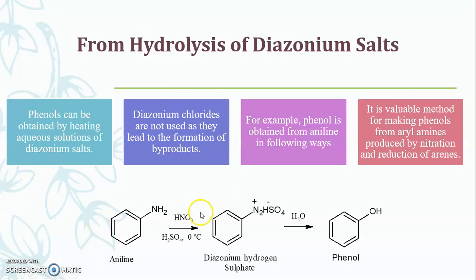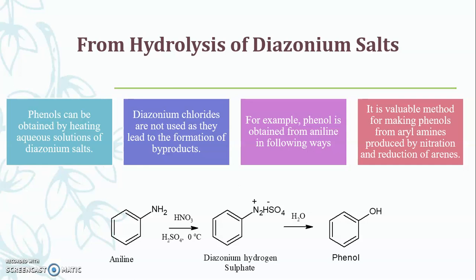How are these aryl amines prepared? First we get arenes. Arenes means benzene. If we carry out the nitration of benzene, we will get nitrobenzene, and further this nitro group can be easily reduced to the amino functional group, which leads to the formation of aniline.